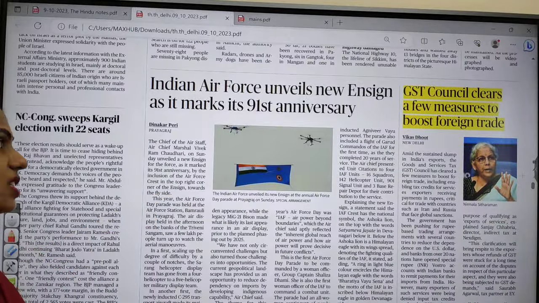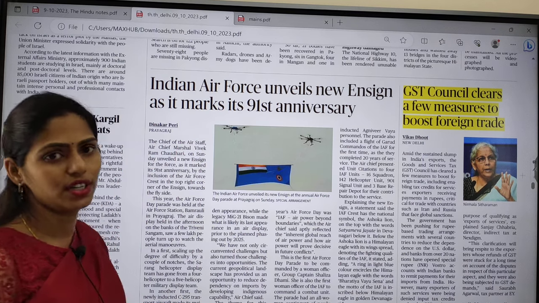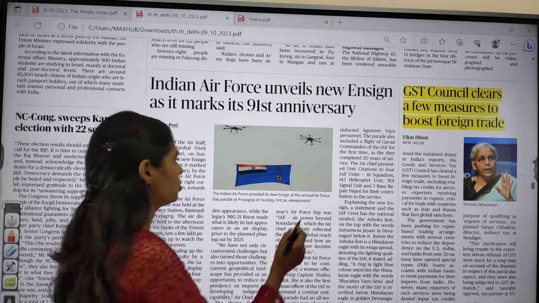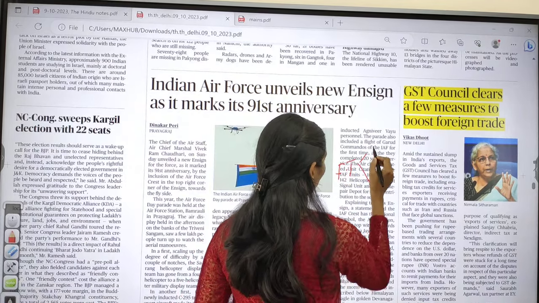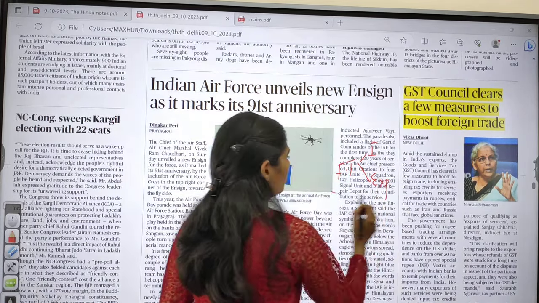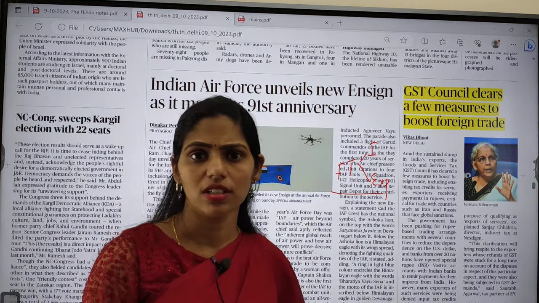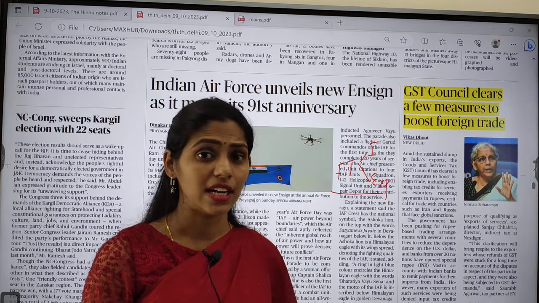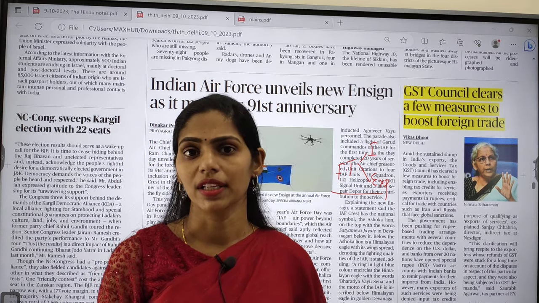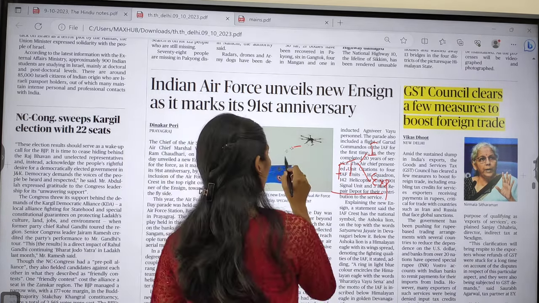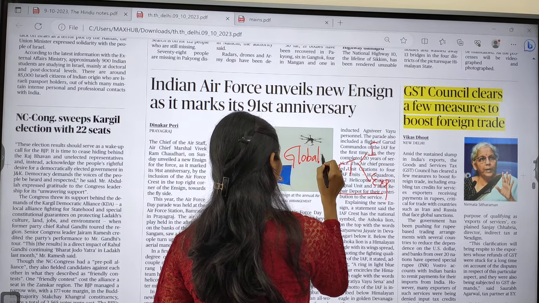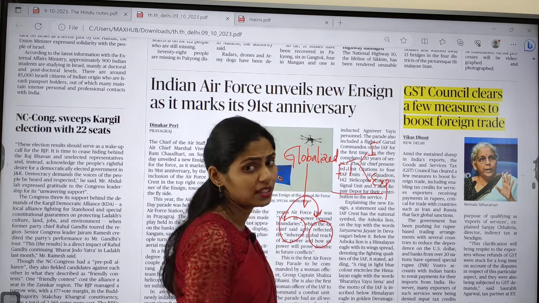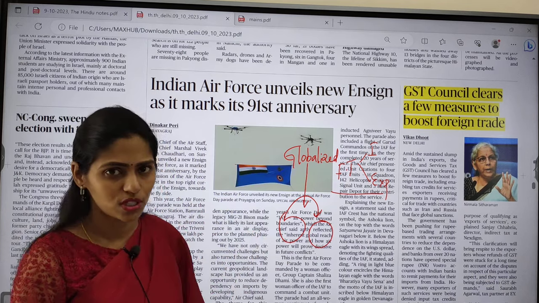there is one article here: GST Council clears a few measures to boost foreign trade. Foreign trade is very important for any country. Why? Foreign trade includes imports as well as exports. Each and every country is not self-sufficient, so if it wants to satisfy its needs, it needs to get goods from other countries. In this globalized era, one country is dependent upon another to satisfy needs, so imports and exports are very important.